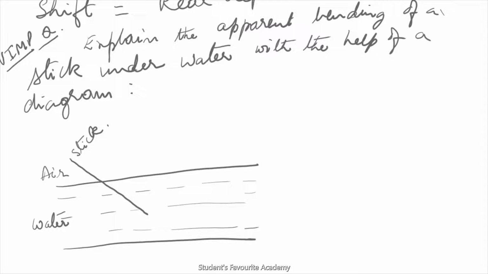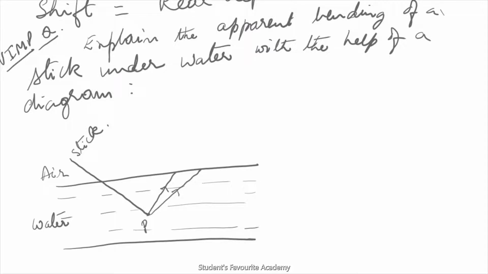Now you will see from this stick light rays are coming up and they pass through the water, they enter the air and then they reach our eyes. So now let us consider two light rays. Suppose this is the tip of the stick, let us call it P. Now from this P, say two light rays are coming out. Suppose one light ray is coming and striking the surface of water like this, and another light ray is coming and striking it here.